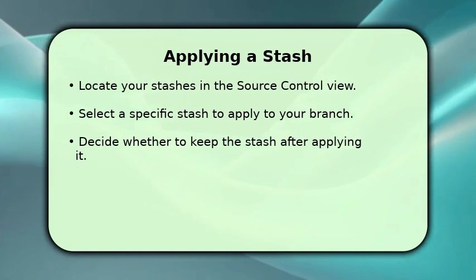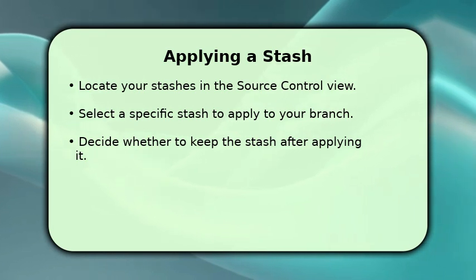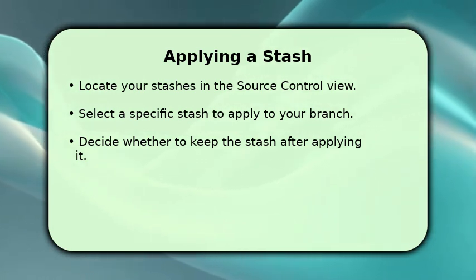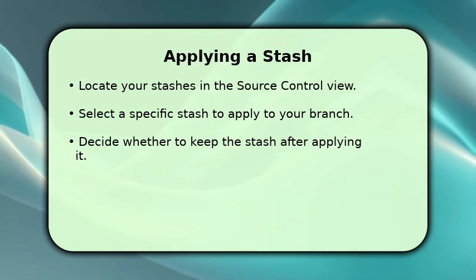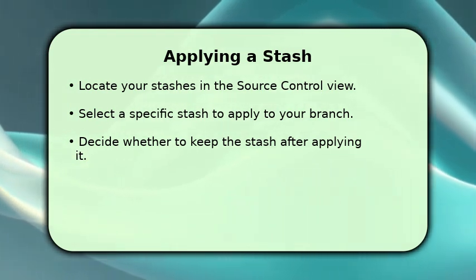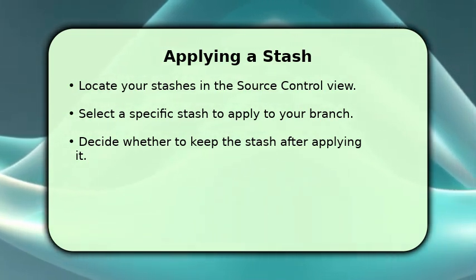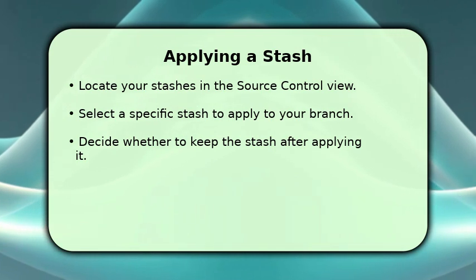Applying a stash is straightforward. In the source control view, look for the Stashes section. You can right-click on a specific stash to see options like Apply Stash or Pop Stash. Apply keeps the stash in your list, while Pop applies it and then removes it. If conflicts occur, VS Code will guide you through resolving them, ensuring your code integrates correctly.